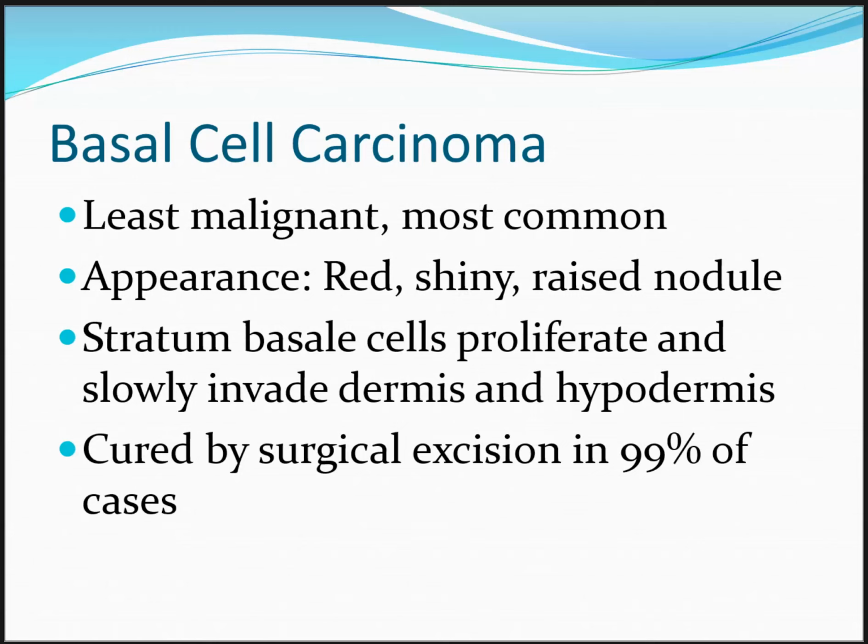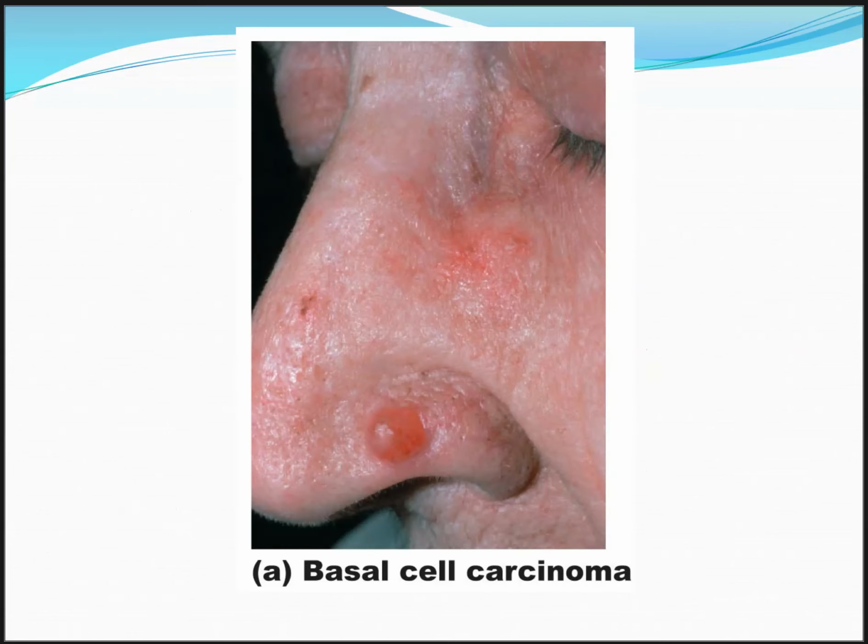Now, there are some types of carcinoma that you need to know of, which are associated with the skin. The first one is the basal cell carcinoma. This is the least malignant and most common. It appears red, shiny, and as a raised nodule. And in the basal cell carcinoma, basically, as the name suggests, the basal cells proliferate and slowly invade the dermis and the hypodermis, and it can be cured by surgical incision. So basal cell carcinoma results due to excessive multiplication of the basal cells.